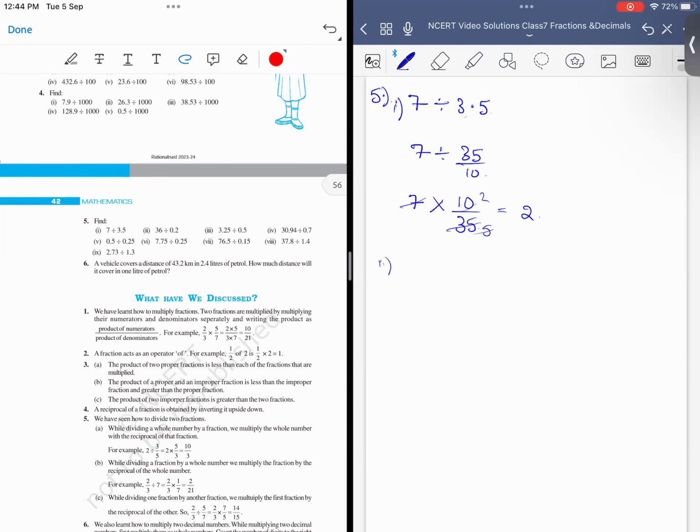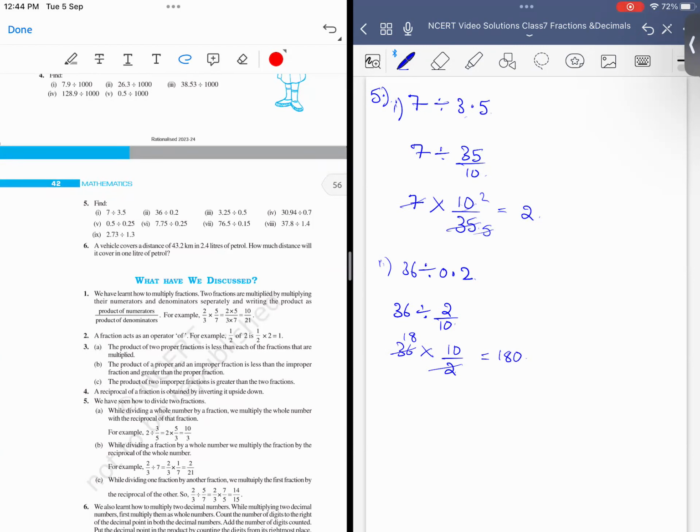Next question, 36 divided by 0.2. Again, 36 divided by. Now, what is the fraction form? 2 by 10. So again, the division changes to multiplication and inverse of the second fraction, 10 by 2. We know that 2 and 36 can be factored 18 times, and 18 into 10 is 180. Likewise, we do the rest.